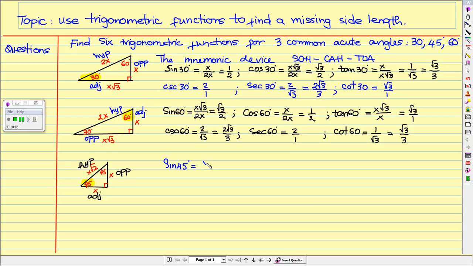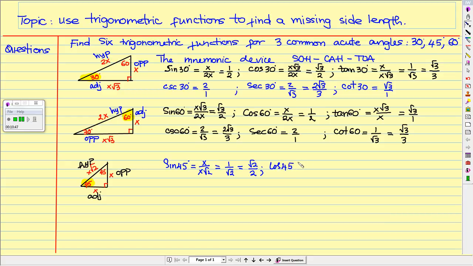So the opposite for this 45 degree angle will be x, and the hypotenuse will be x square root of 2. Reduce the fraction, so that gives you 1 over square root of 2. Now, since you have square root of 2 in your denominator, you need to multiply square root of 2 to both the denominator and the numerator. So now sine of 45 degrees will be square root of 2 over 2.